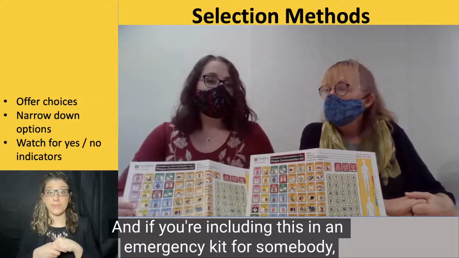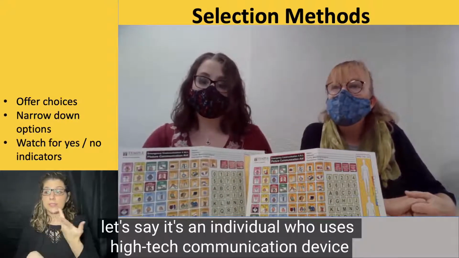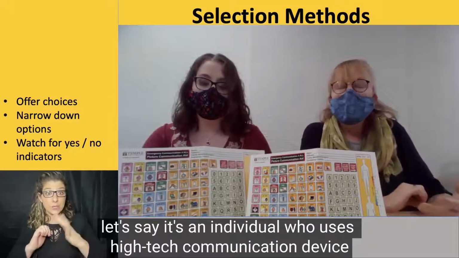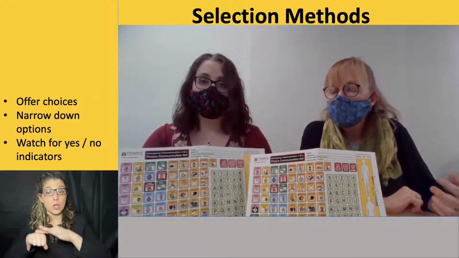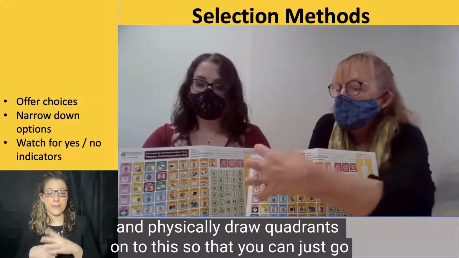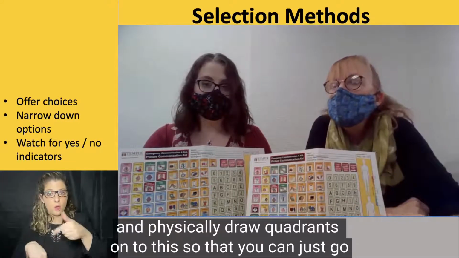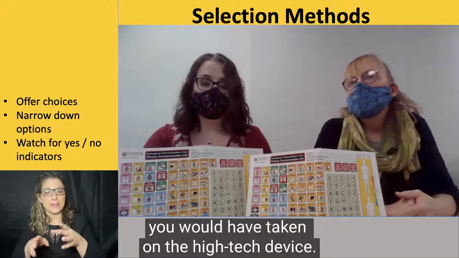And if you're including this in an emergency kit for somebody, let's say it's an individual who uses a high-tech communication device, and let's say they do scanning on their device by quadrant, then maybe you practice with that person ahead of time and physically draw quadrants to respond to this, so that you can just go by the same navigation path that you would have taken on the high-tech device.